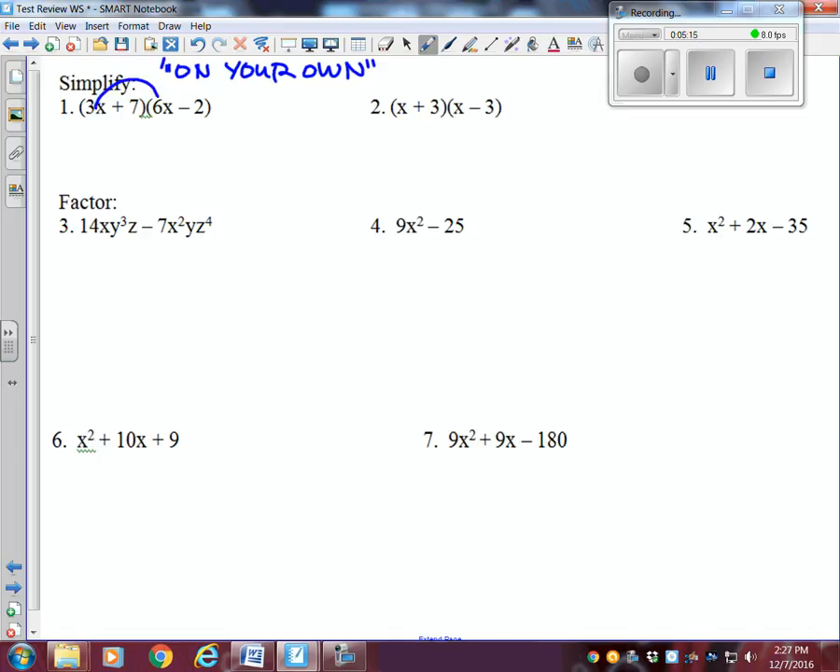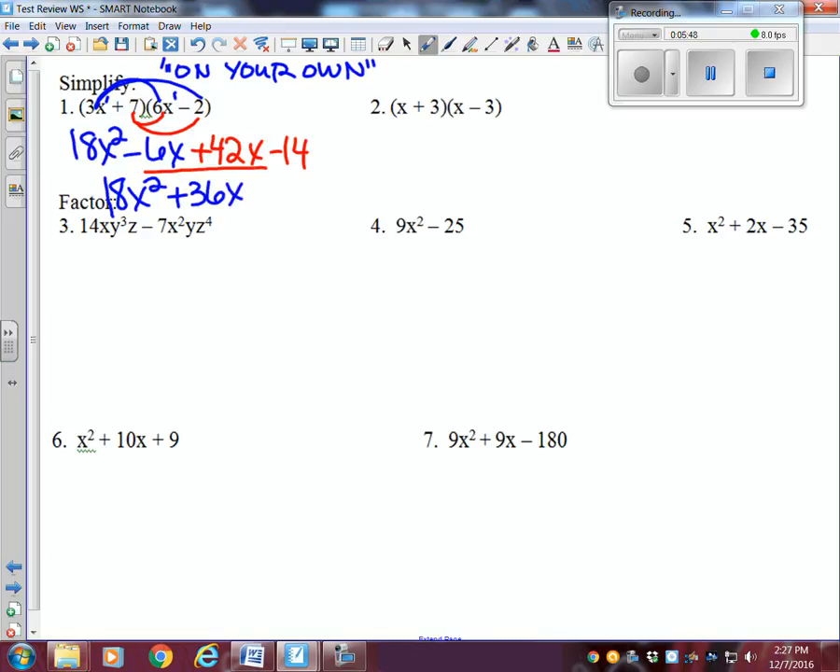I'm going to multiply. Don't forget to add your exponents, okay? 3 times 6 is 18. X to the first and x to the first, that's the mama rule. You add those exponents, you get x to the second. 3x times negative 2 is negative 6x. Then I'm going to multiply positive 7 times 6x and get positive 42x. Then positive 7 times negative 2 is negative 14. Like terms are in the center. Final answer to this one would be 18x squared plus 36x minus 14.